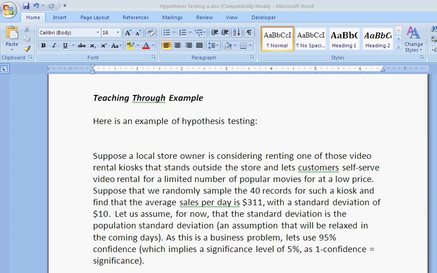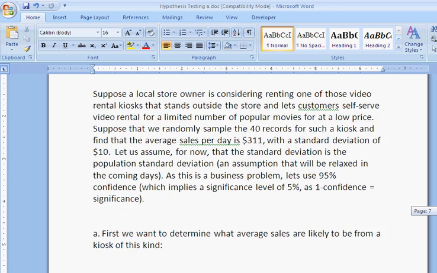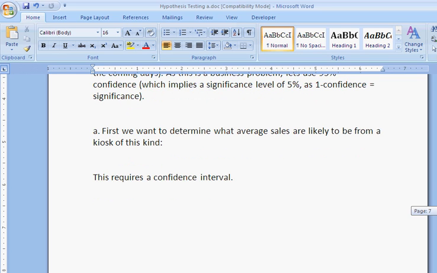It has to do with one of those video rental kiosks. And one of those video rental kiosks has some data that we're able to get from the distributor, and we sample 40 records for such a kiosk and find that the average sales per day is 311, and we're going to assume a population standard deviation of 10 bucks. That's an odd assumption that we know the population standard deviation, but we'll go with what we have for this type of problem. Furthermore, this is a business problem, so let's use 95% confidence, which means a significance level of 5%. Now, first we want to determine average sales from this type of kiosk.